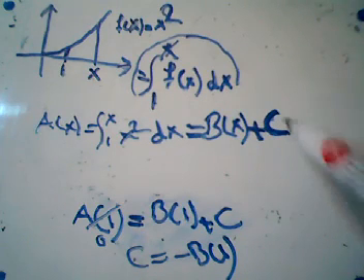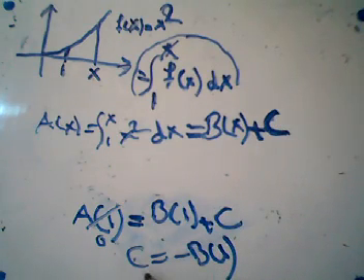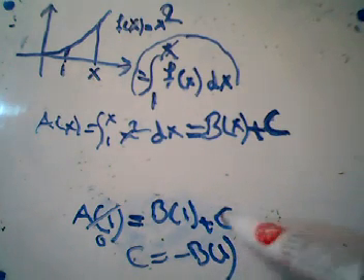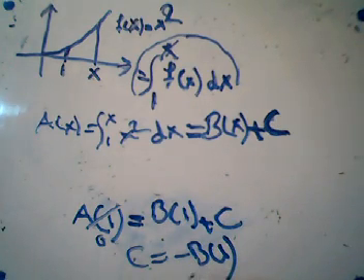But here, there, I derived that C equals minus B of 1. So what is it? It is not every constant, every number. C is just one number here.